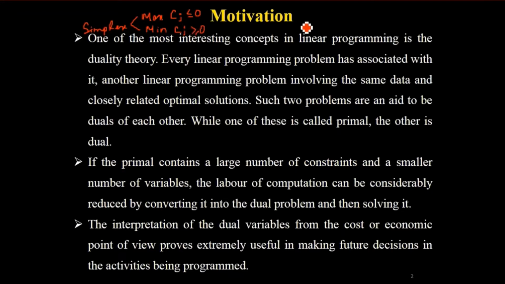And another thing, if we have maximum z, we can write it as minimum of minus z. But the complication occurs when you have a maximization problem and the constraints are like greater than equal to or equal to. Then the problem occurs. Similarly, when you have a minimization type and you are getting the constraints as less than equal to or equal to, that type of problems occur. So how to deal with that problem? Those are the major challenges we had in simplex method.